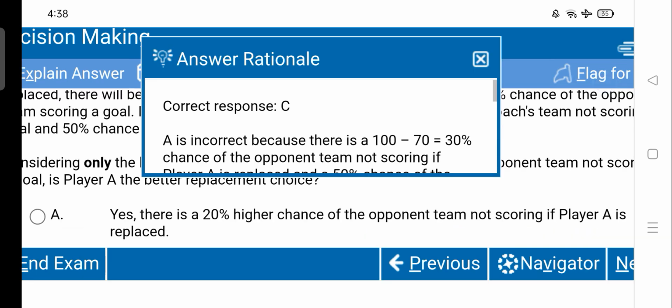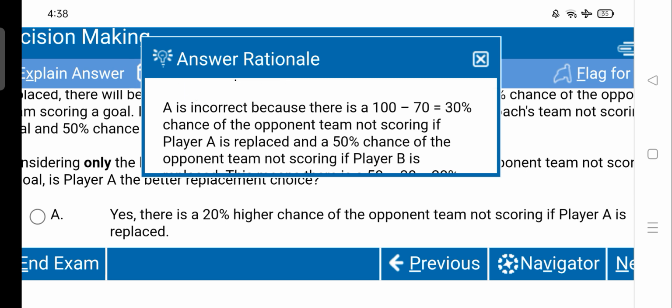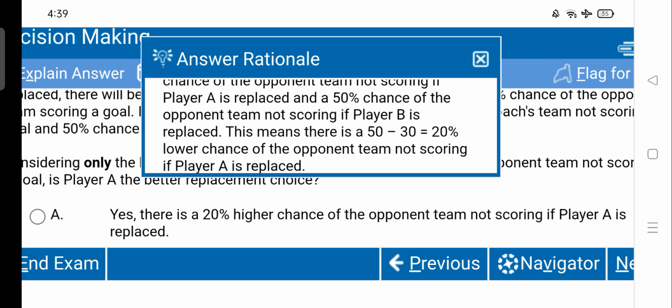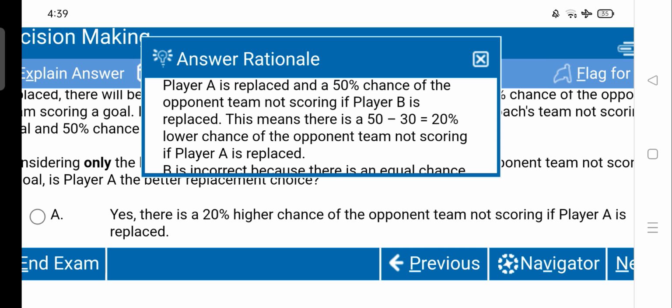So option C is the correct response. Option A is incorrect because there is a 100 minus 70 equals 30% chance of the opponent team not scoring if player A is replaced, and a 50% chance of the opponent team not scoring if player B is replaced. This means there is a 50 minus 30 equals 20% lower chance of the opponent team not scoring if player A is replaced.